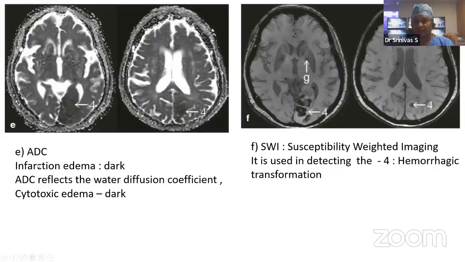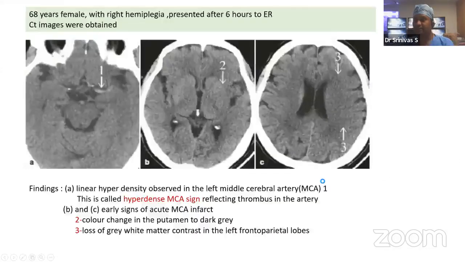So in ADC, infarction edema is dark. ADC reflects the water diffusion coefficient. Cytotoxic edema is dark. So you can see the dark structure over here. This is an infarction and edema. So susceptibility weighted image is this one. It is used in detecting the hemorrhagic transformation of the infarction.